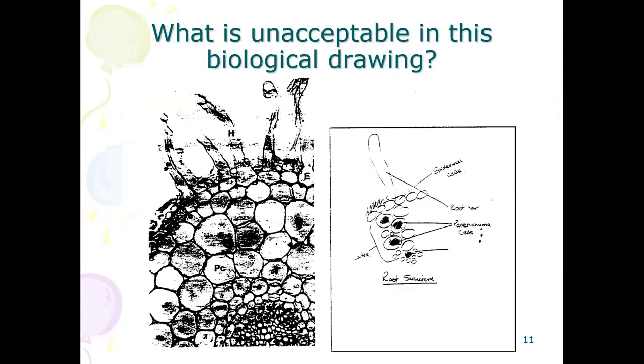Now, on the left side is a micrograph of the root, and the right side is a drawing by a student. You need to look at the drawing and tell me what errors of the drawing you can identify from here. So look at it, and I'll call you. Please tell me what the error is, okay? First one.